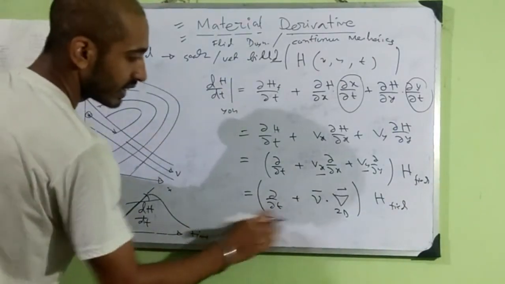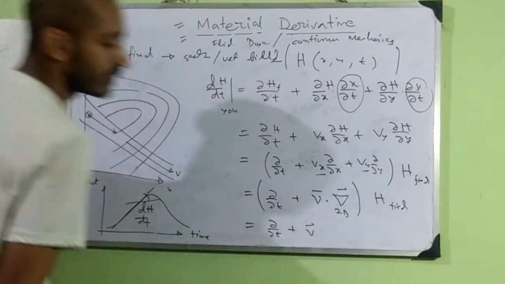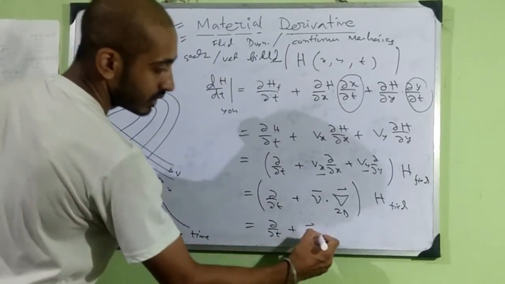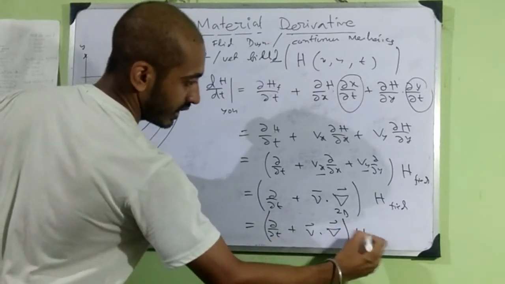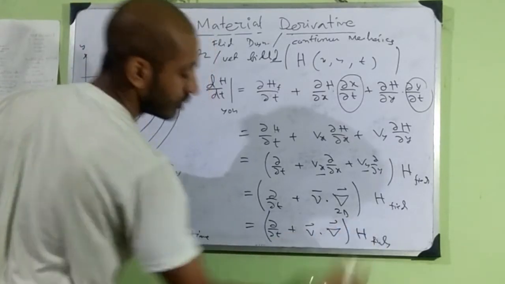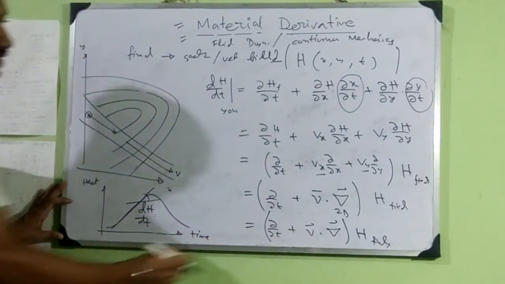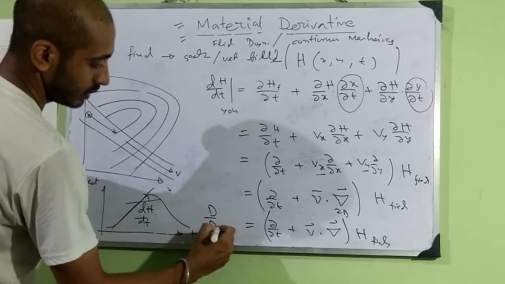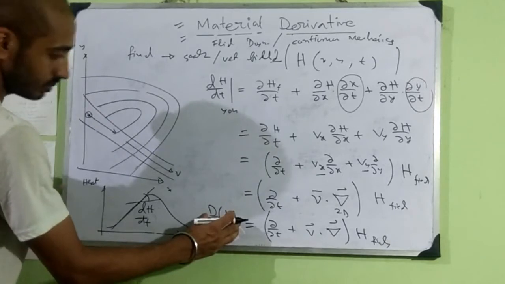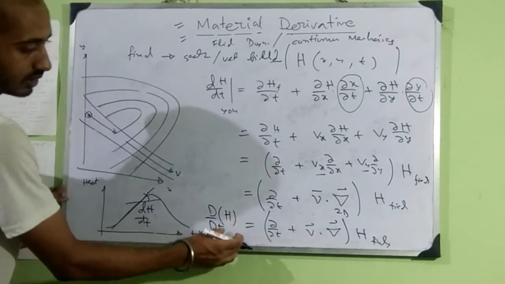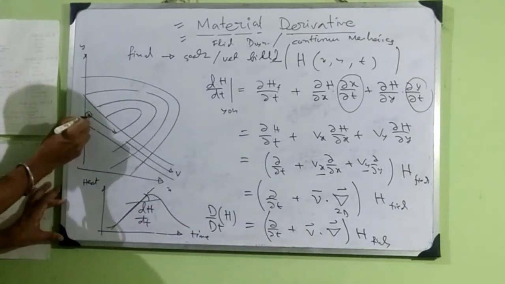In 3D we can write the same as del/del t plus v dotted with the gradient. Here we will have the 3D components, and this is also the 3D gradient, and h is a field. So this operator is denoted as capital D and operated on h, and this represents the rate of change of h with time following a particular particle, as v.